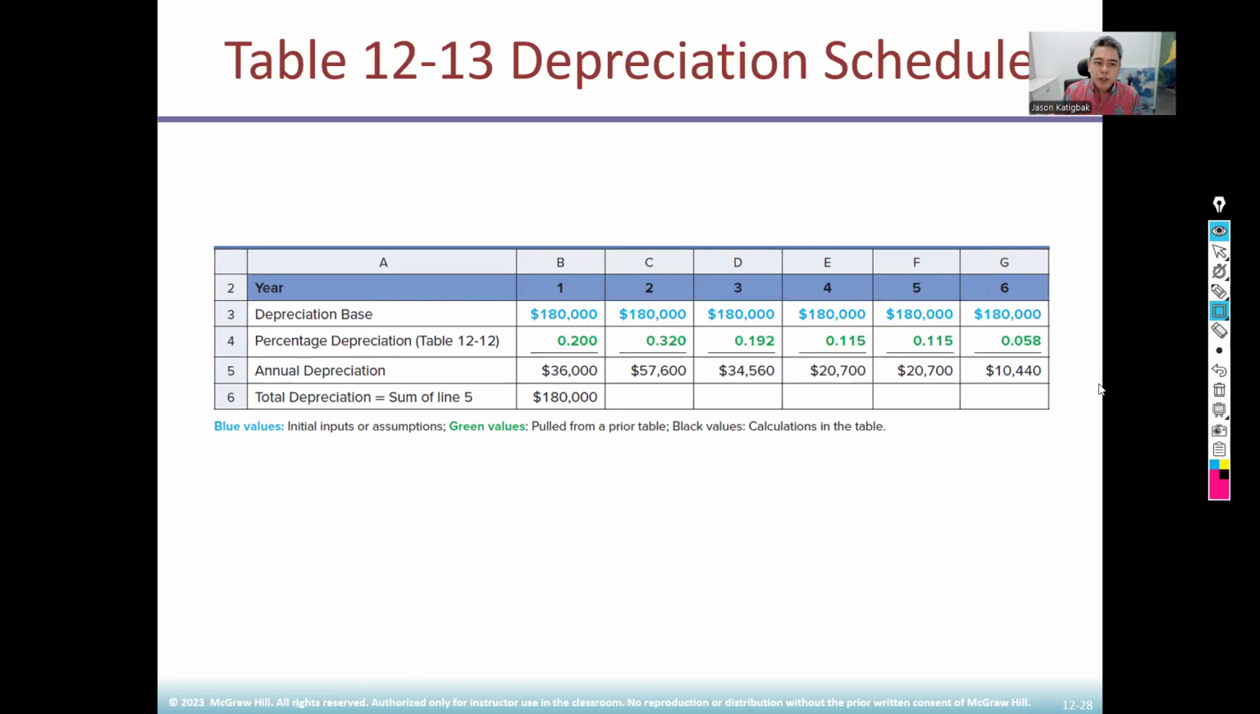So what did we learn? For tax depreciation, use MACRS. Look at the classification and use the rates on the table from MACRS to multiply your depreciation base.